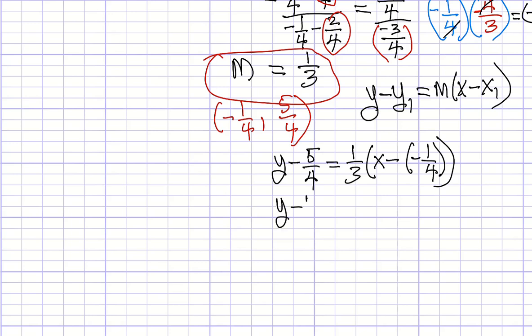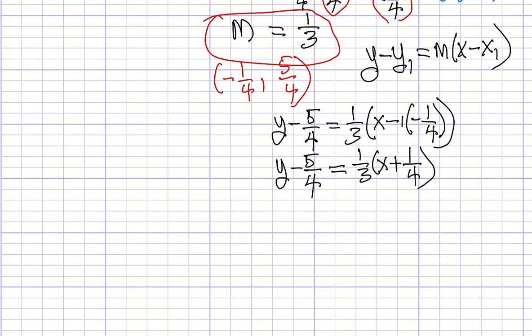y minus 5 over 4 is equal to 1 over 3 x minus, what is that? You remove that. This is like minus 1 times minus 4. It will be positive 1 over 4. See that, right? So that's what you do there. If you do it like that, that's what you're going to have. So we'll keep simplifying. We'll remove the bracket.